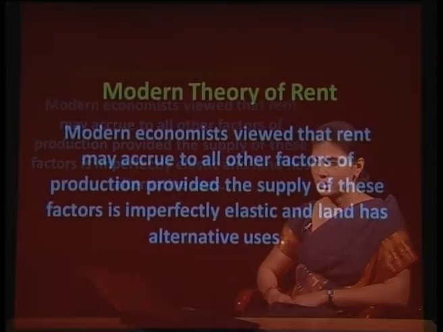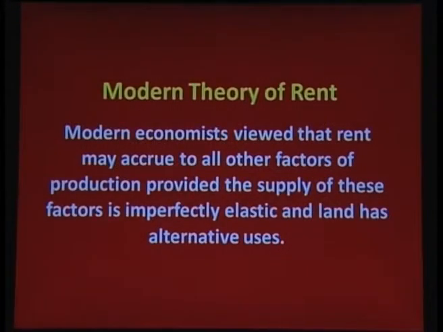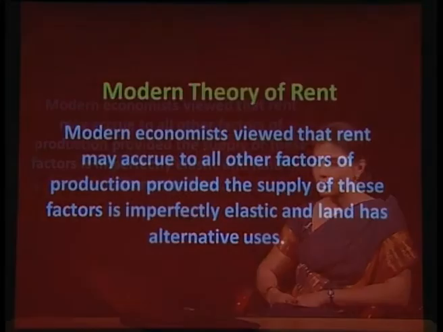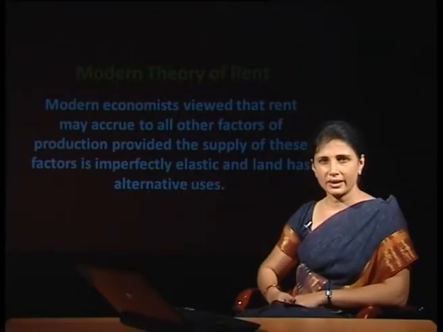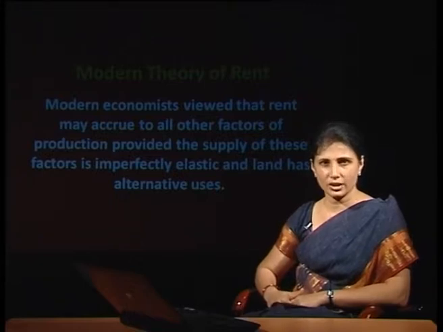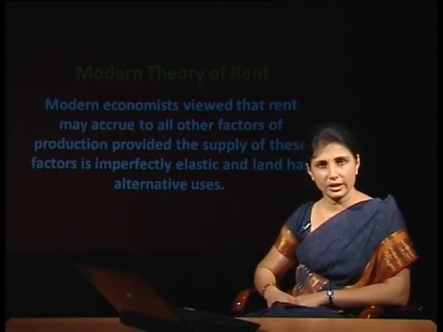Modern theory of rent. Modern economists viewed that rent may accrue to all other factors of production, provided the supply of these factors is imperfectly elastic and land has alternative uses. Keeping in mind the limitations of the first theory, that is the Ricardian theory, modern economists like Alfred Marshall, Joan Robinson and Boulding propounded a new theory which is called the modern theory of rent.